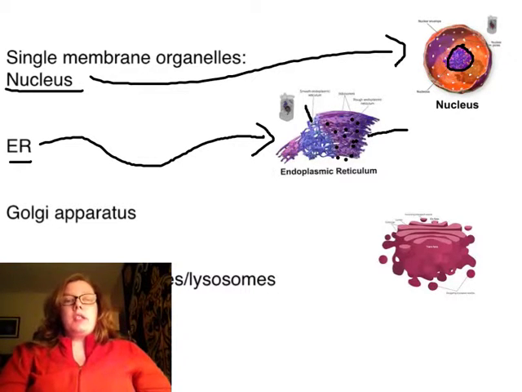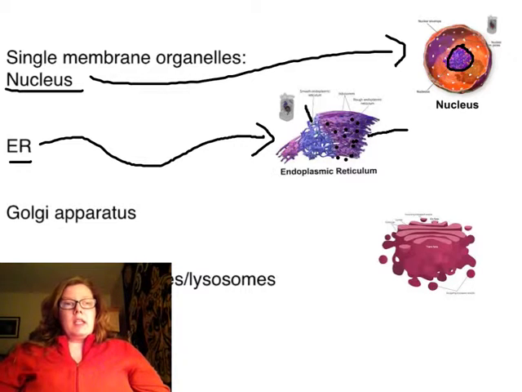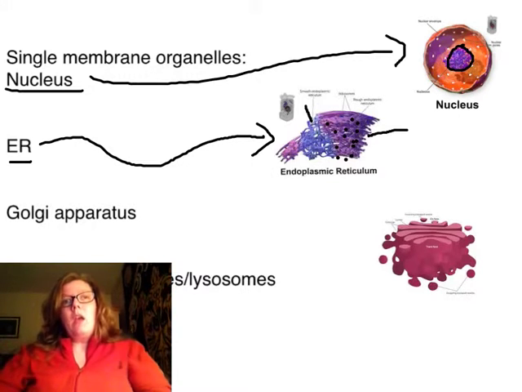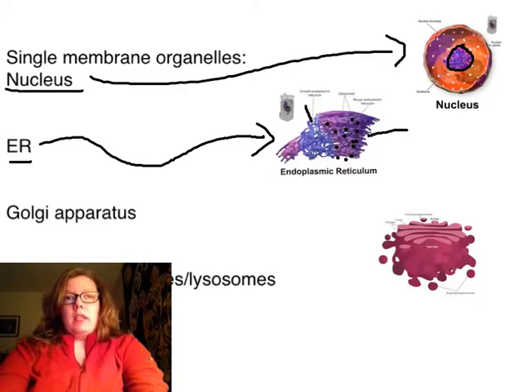So smooth ER is typically responsible for processing and synthesizing lipids, fats, things like that. The rough ER actually processes and synthesizes proteins because the ribosomes that are on the rough ER make the proteins, and then the rough ER modifies them, does any processing that they need. Another membrane-bound organelle is the Golgi apparatus.